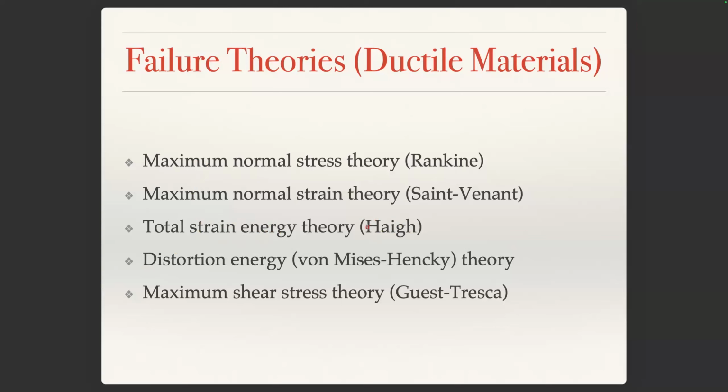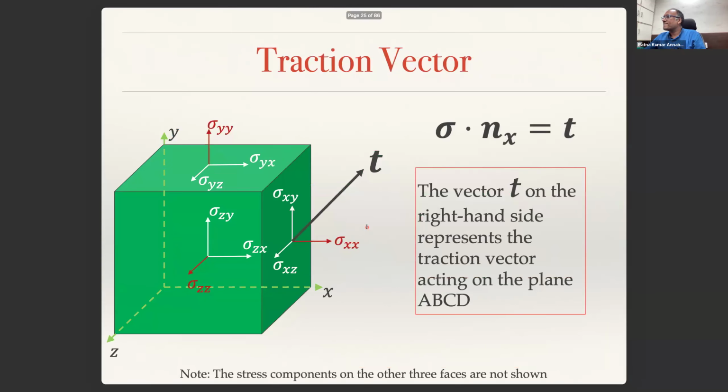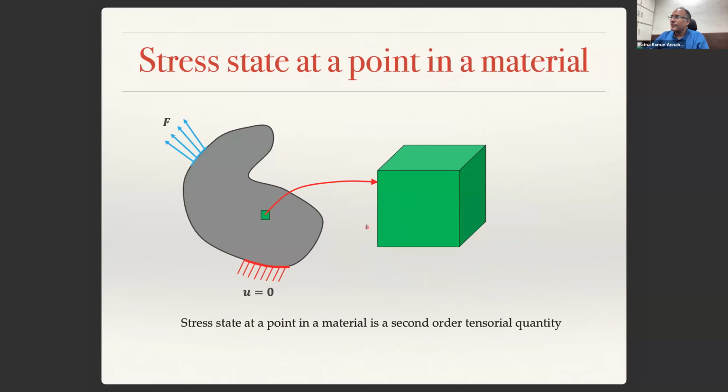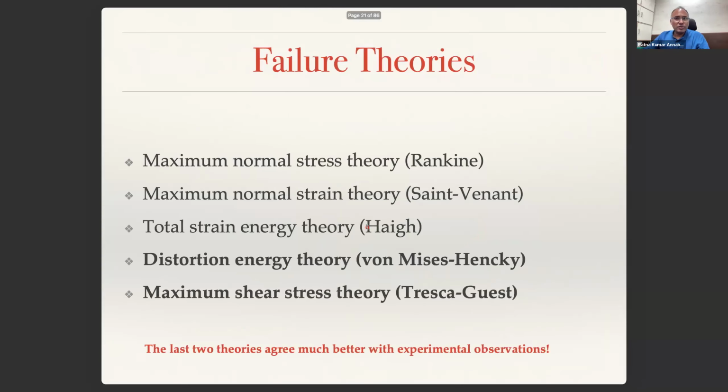Is it all the components or the maximum? No, not the maximum. So now what happens is, let me write it down, I think I have to show you that. How does it work?